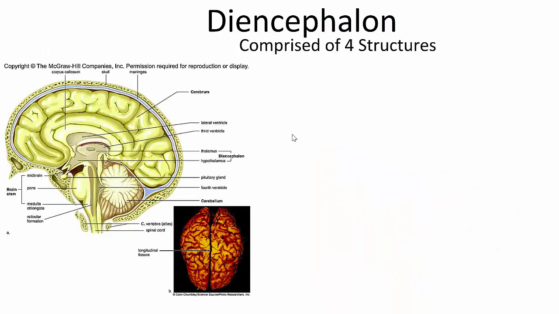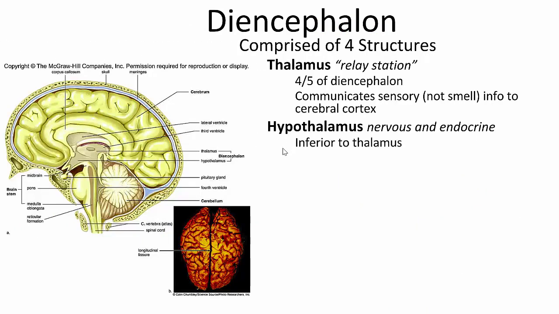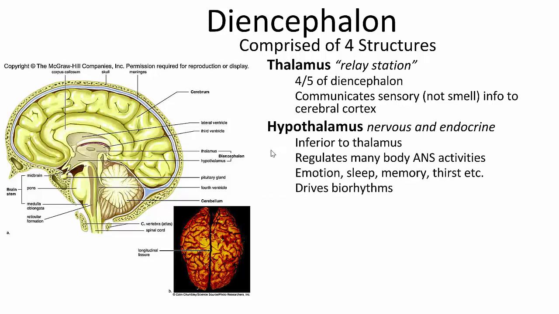The diencephalon is really the thalamus and the hypothalamus, and I'll give you some information here about those parts. The thalamus is most of the diencephalon.